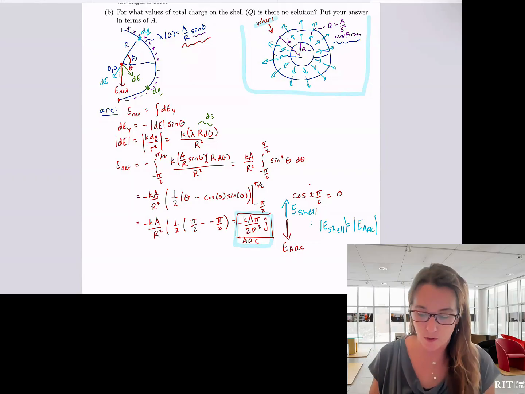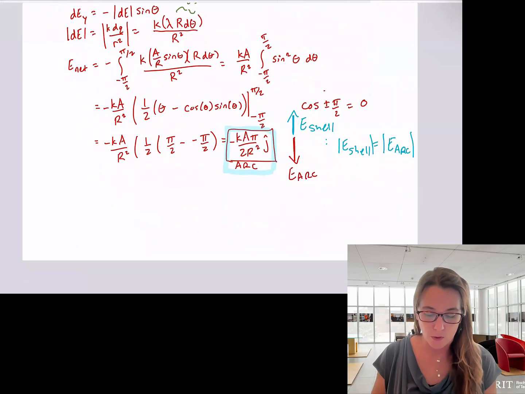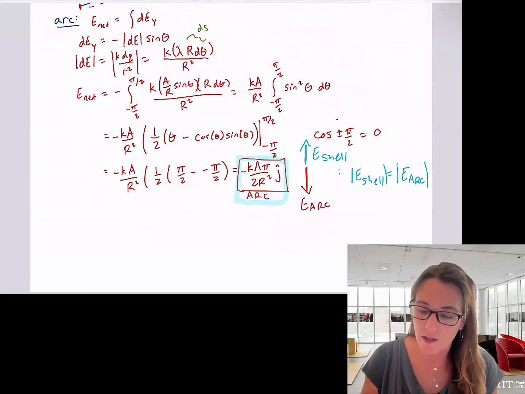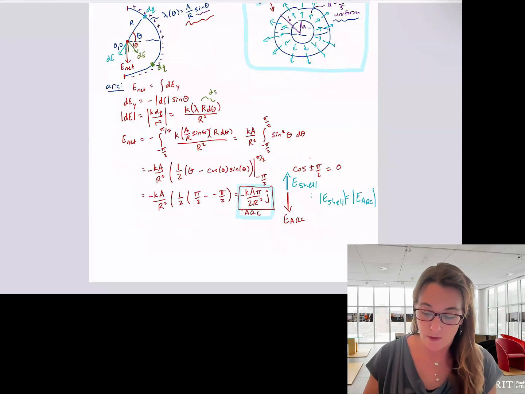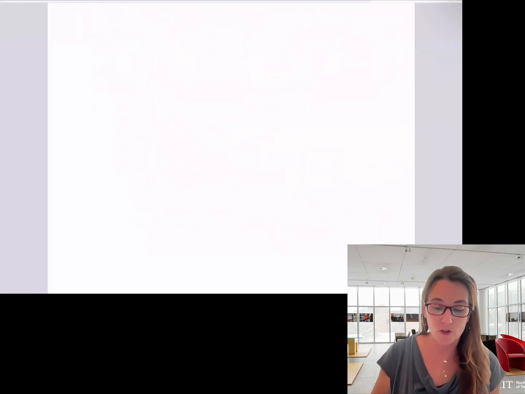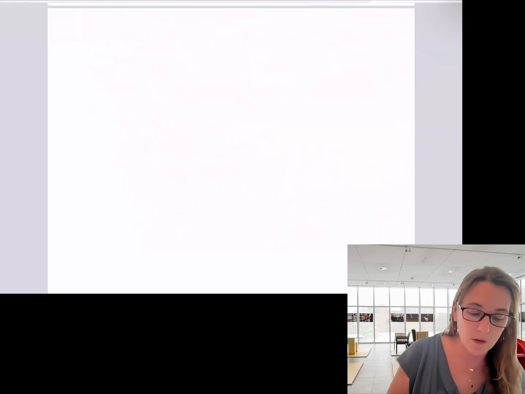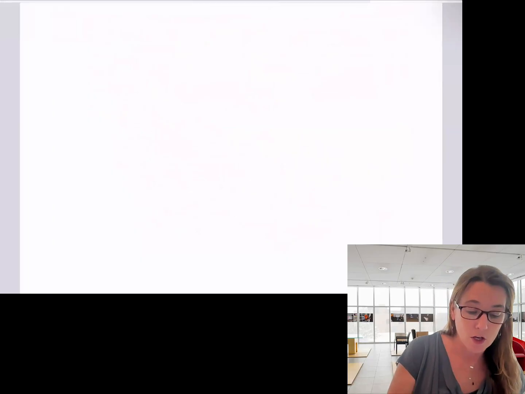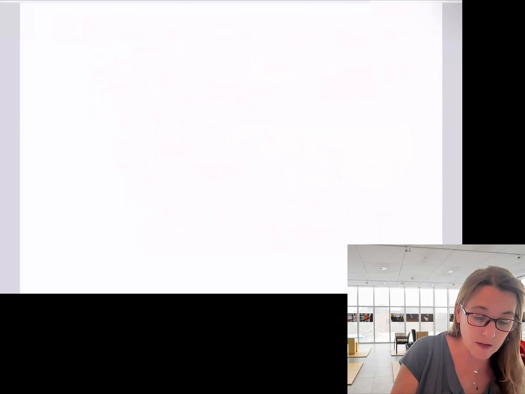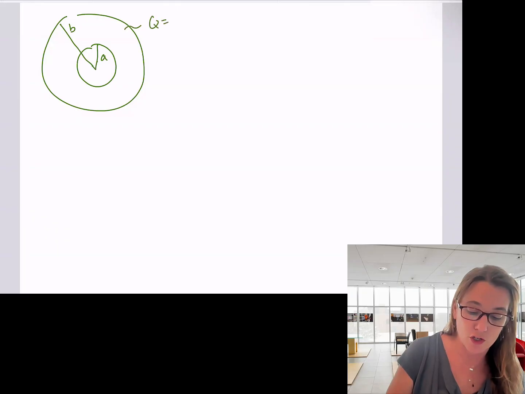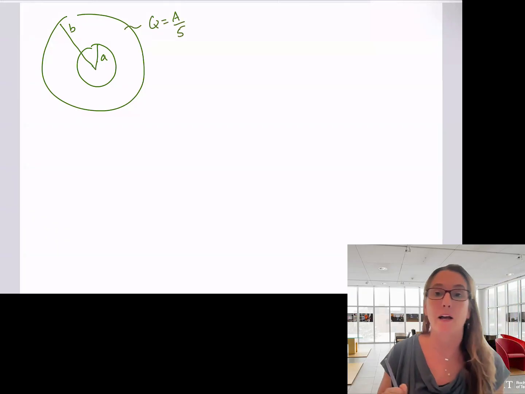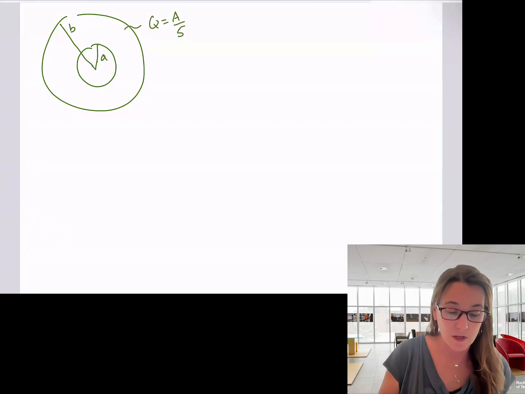And this is a very typical Gauss's law problem. So let's move on to looking at the electric field from the shell. I am going to start a new page to do that. So the electric field from the shell, we can say that first of all, we know that it has an inner radius A and outer radius B, and again, the total charge Q was equal to A over 5, that was given in the problem statement.